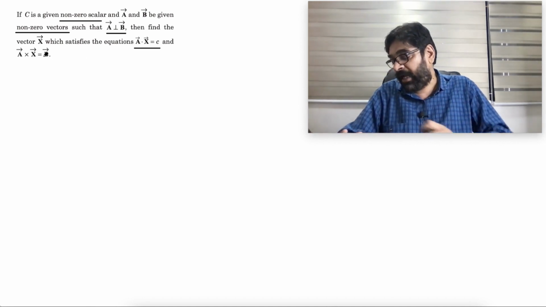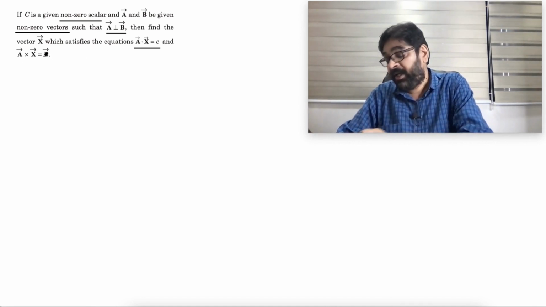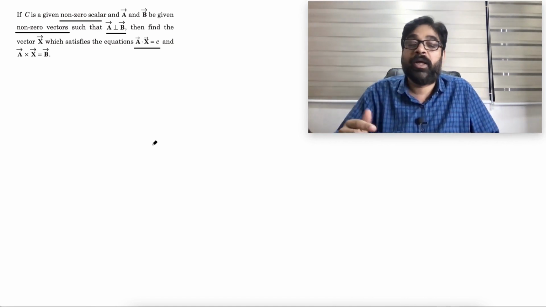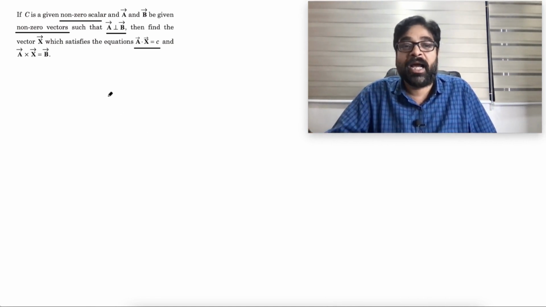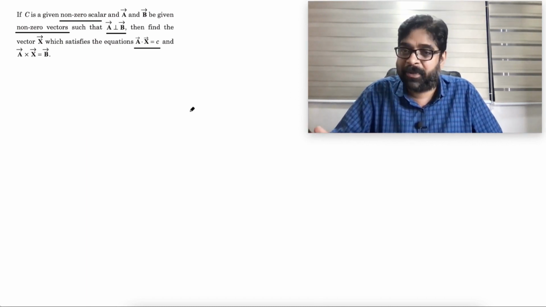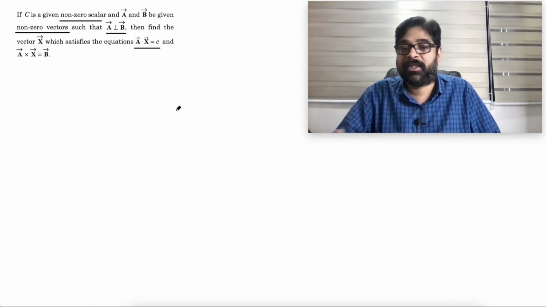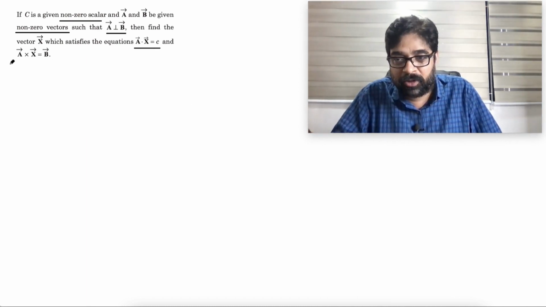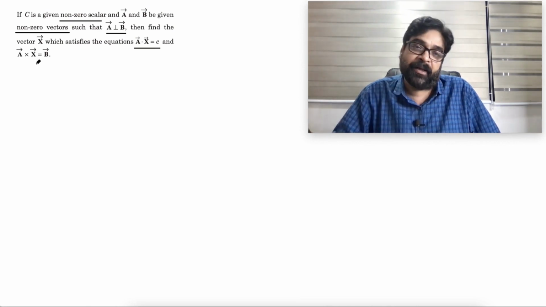I have seen so many times what the children do. They always assume the x vector equals ai plus bj plus ck. Don't go that way. They never ask a question of that kind which is calculation based. It will always be conceptual. I have to get x. Look at the third equation. This is telling everything.